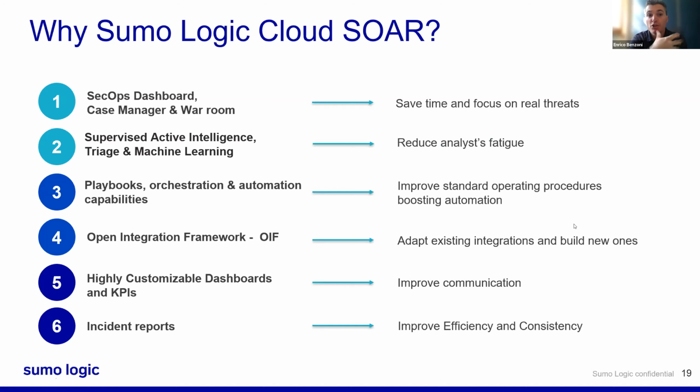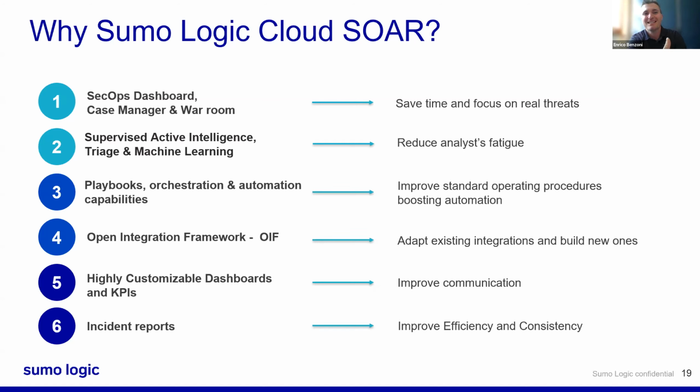So today we show you these 6 points. The SecOps dashboard, case manager and war room that allow you to save time and focus analysts on real threats. The supervised active intelligence triage and machine learning that reduce analyst fatigue, in addition to the possibility to skip a lot of time-consuming tasks. So basically, the first level of the SOC, let's say, can skip a lot of time-consuming tasks. It can just focus on the interpretation of the data and not the research of the data.